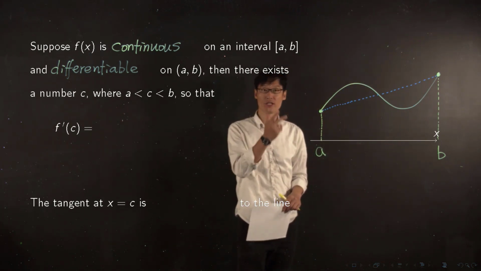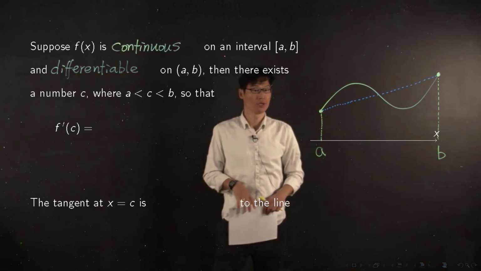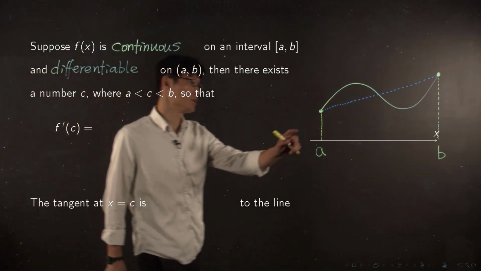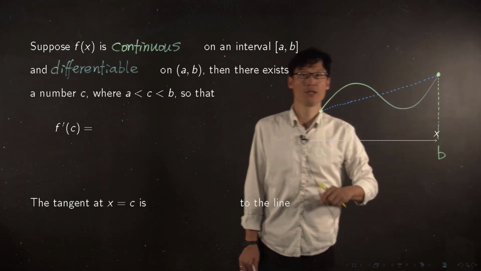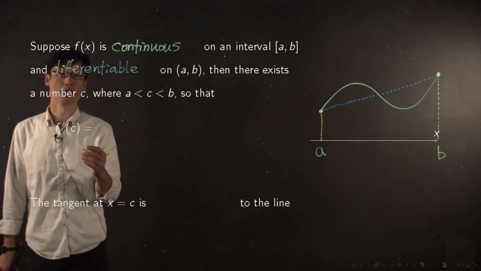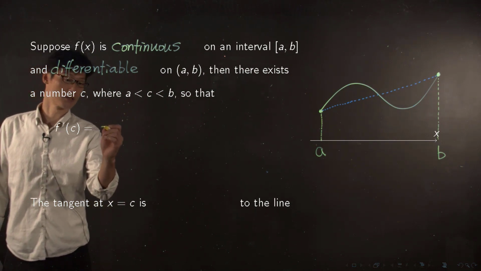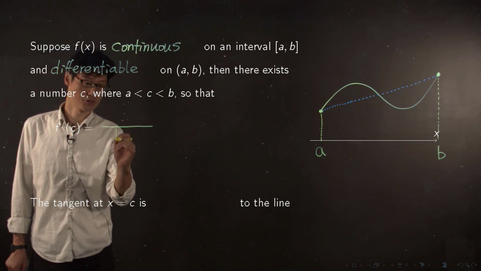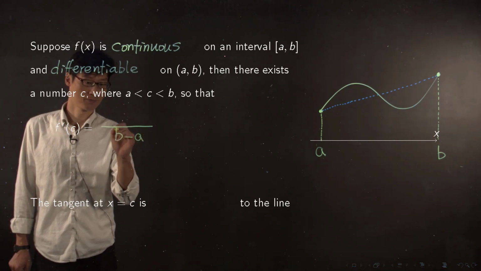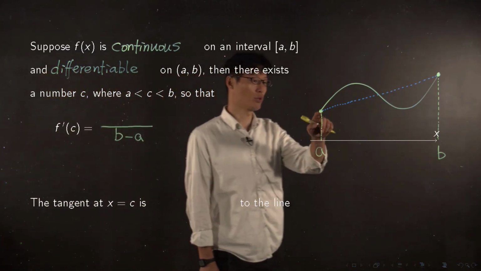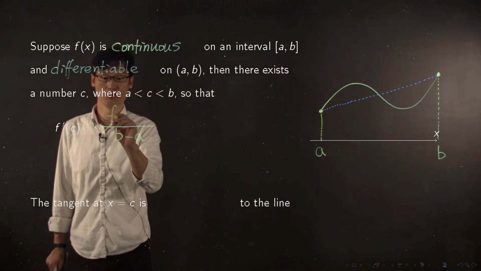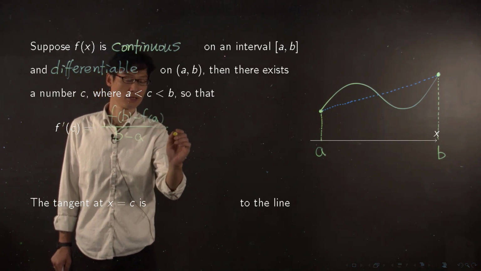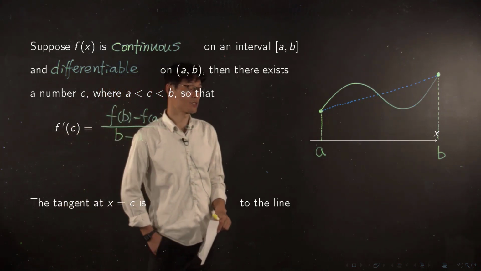Then we can expect something nice. We want the derivative at c to be the slope of this blue secant line. The slope of this blue secant line is rise over run. Run is b minus a. Rise is the difference between two function values, so we take f of b minus f of a. This is basically the slope of this secant line.